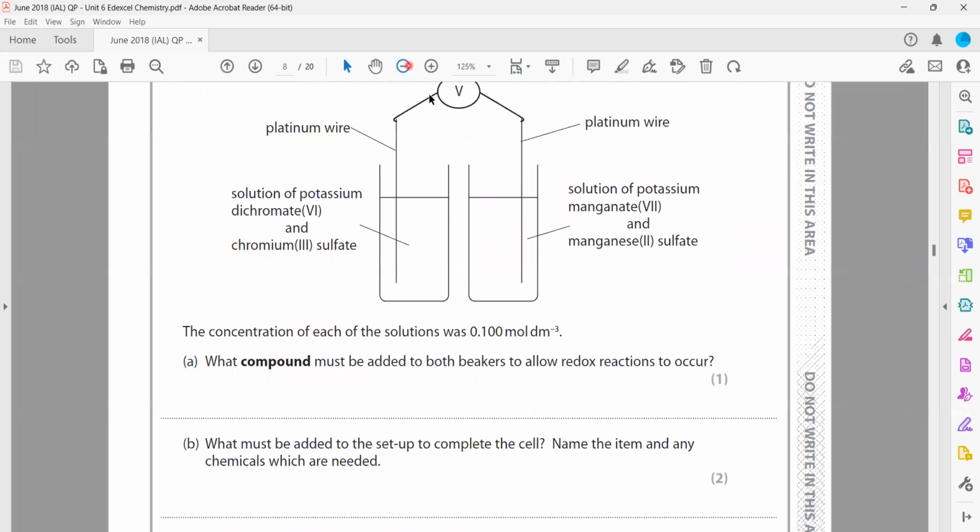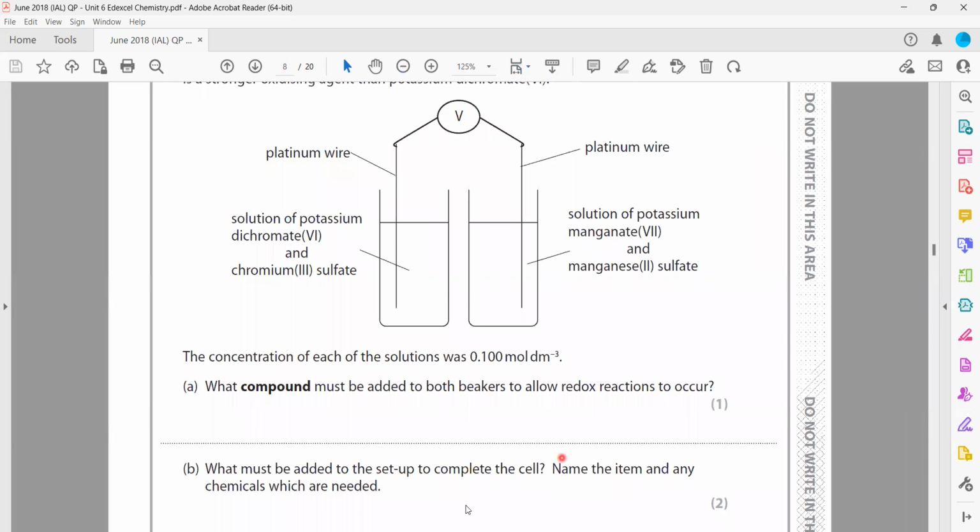So a redox reaction can occur easily in acidic conditions. So what we should add is an acid, or we can also mention sulfuric acid, because they specifically ask the name of the compound. So we will mention sulfuric acid, as in acidic medium, a redox reaction can easily happen or occur.